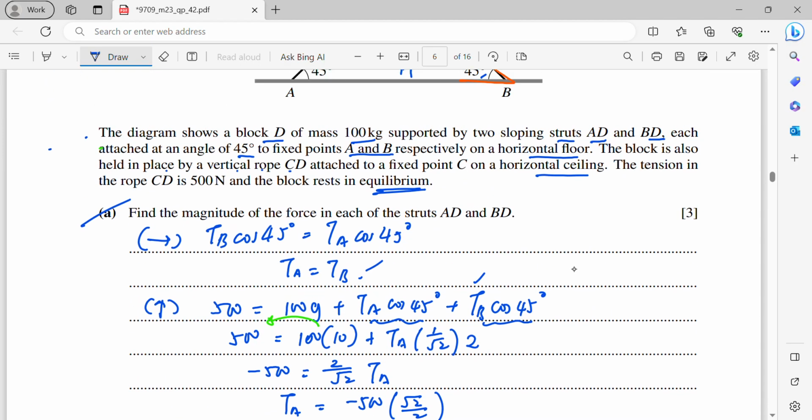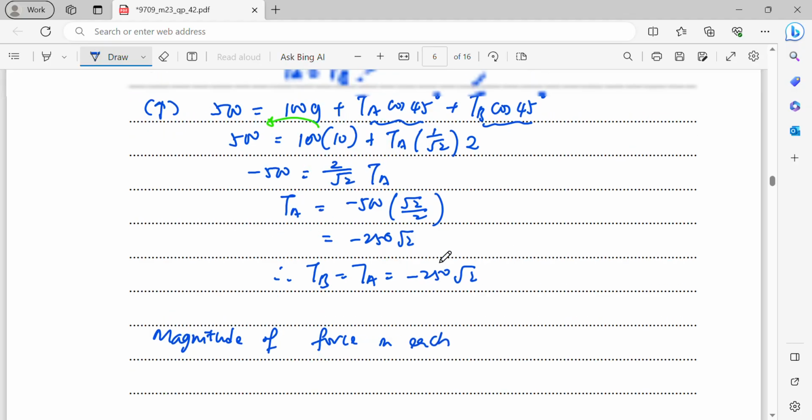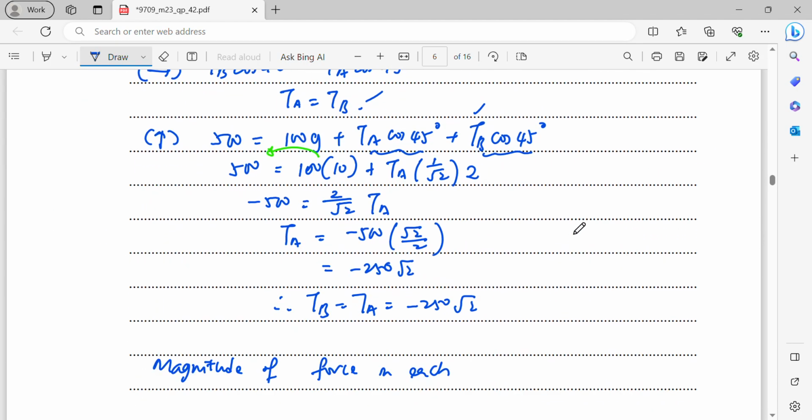That's my TA and TB. But then the question says find the magnitude of the force. So the magnitude of force in each of the struts AD and BD equals 250 square root 2. Because now we just refer to the magnitude, we can just ignore the minus sign.